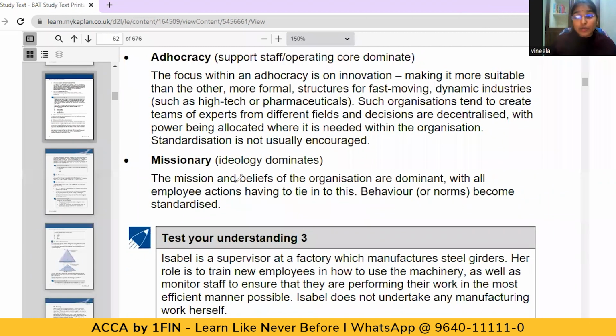Moving to the last two, which are your advocacy and missionary. I've already said, if you remember, 5 minutes back, if an ideology dominates your organization, if ideology is important, then people, hierarchy, levels, their roles, jobs are not important.